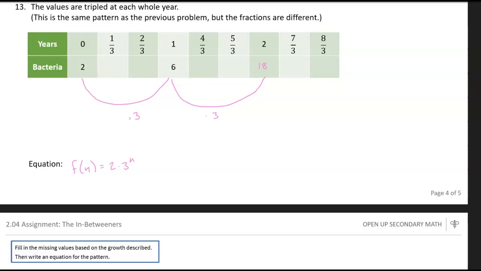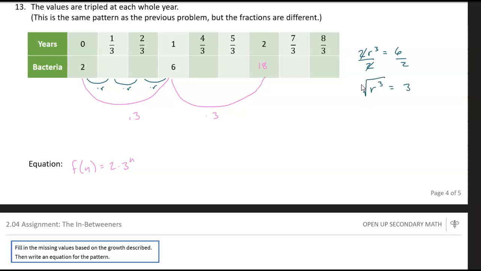So now, once again, we will change colors. We need to figure out what these smaller steps are. So maybe we'll call those r, like we often do. So 2 times r times r times r, that's going to be r cubed, equals 6. 2r cubed equals 6. We'll divide both sides by 2 to get r by itself. We get r cubed equals 3.